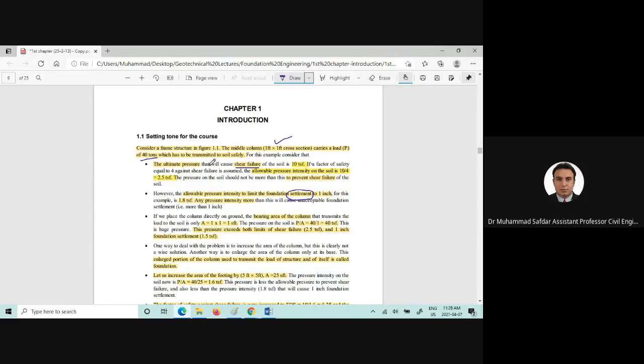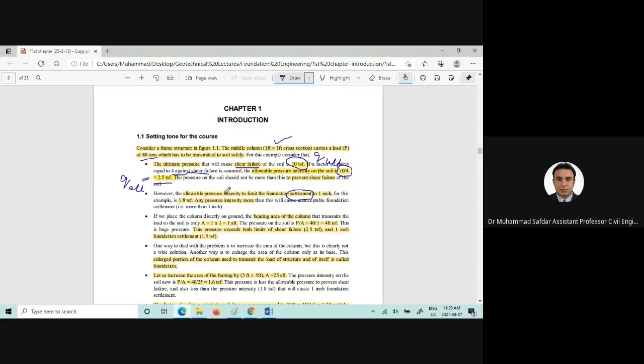How can we do that? The ultimate pressure that will cause shear failure of the soil is 10 ton per square feet. We can call that Q ultimate. Now the factor of safety, we will discuss in great detail just below on the slide. If we take a factor of safety of 4, we divide the ultimate by the factor of safety, and we get 2.5 here. This is the allowable, or we can call that Q allowable. Okay, it's 2.5 for the shear failure.